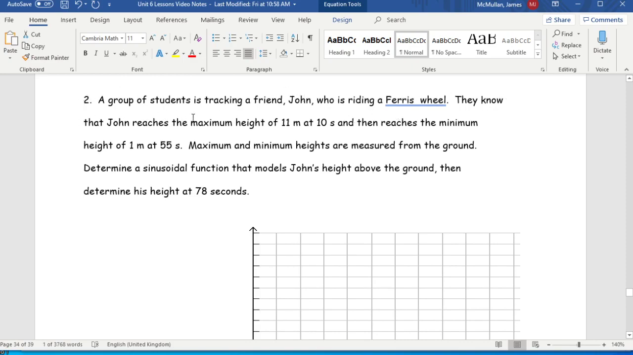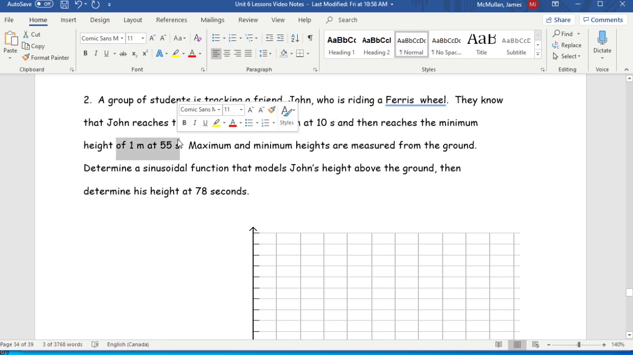They know that John reaches the maximum height of 11 meters at 10 seconds, and then reaches the minimum height of 1 meter at 55 seconds. Max and min heights are measured from the ground. Determine a sinusoidal function that matches his height above the ground, and then determine his height at 78 seconds.